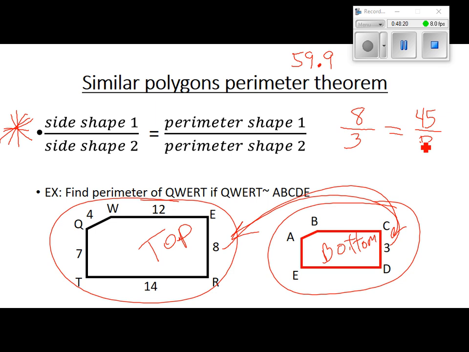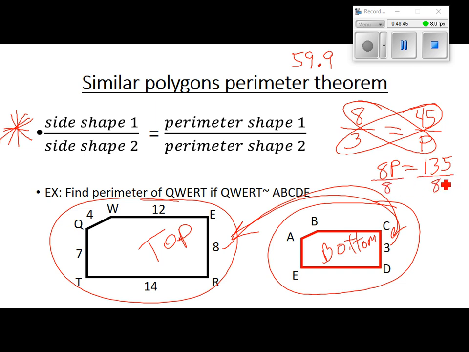We cross multiply. When we cross multiply this way, what's that give us? 8P. Cross multiply the other way, what's that give you? $135. Now what? Divide both sides by 8. What's the perimeter of the red shape?